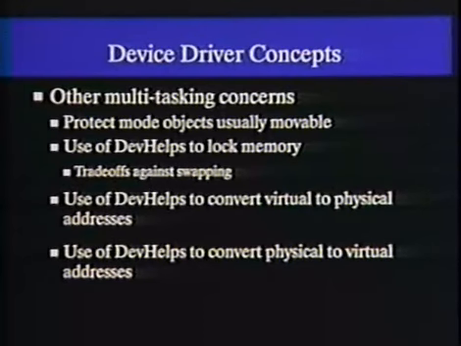Addressing objects at interrupt time requires you to address them with physical addresses. We provide some dev helps that allow you to convert at task time a virtual address, be that a real mode or a protect mode address, into a physical address, a 32-bit address. Clearly, this is only relevant if the object is locked. At interrupt time, we provide dev helps that allow you to convert a physical address back into a virtual address appropriate to the mode that you're running in.